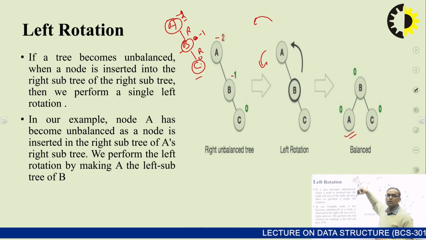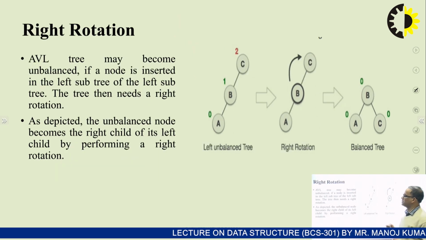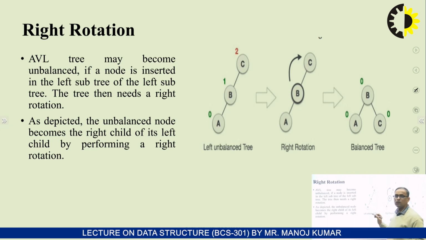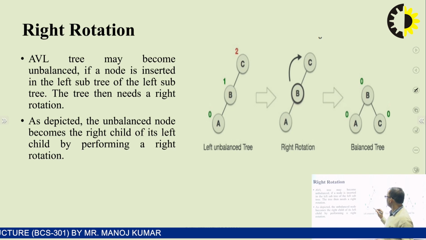Okay, so in this case we need to perform the left rotation. Next is the right rotation. Suppose this tree is given to us. Here the balance factor of A is 0, balance factor of B is 1, because there is no child in the right of B, and balance factor of C is 2. So here this is left and left.